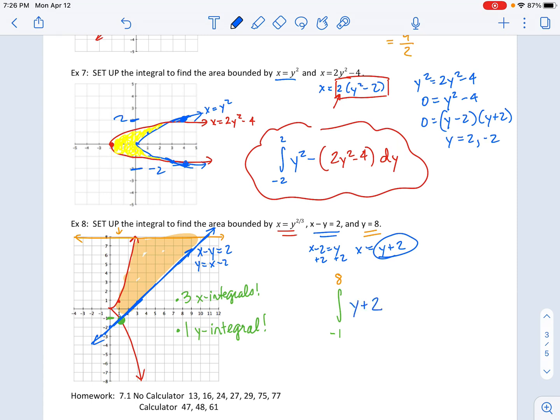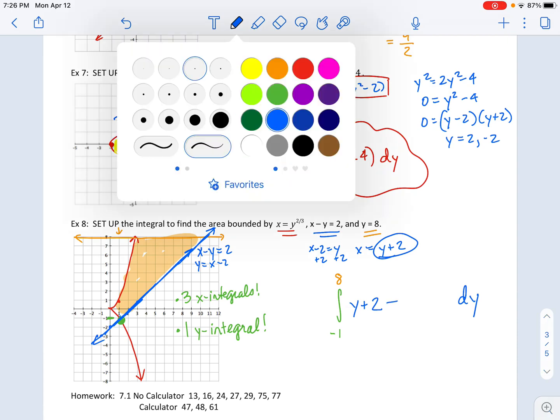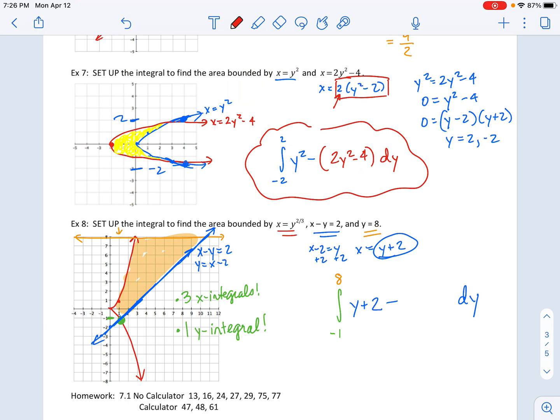I am not allowed to put anything in my integrand that has an x in it because I'm doing right side minus left side. And then I'm subtracting. My red function this time is just y to the 2/3. I don't need parentheses in this case because it's just a single term for that function. And that is my setup for this last one.